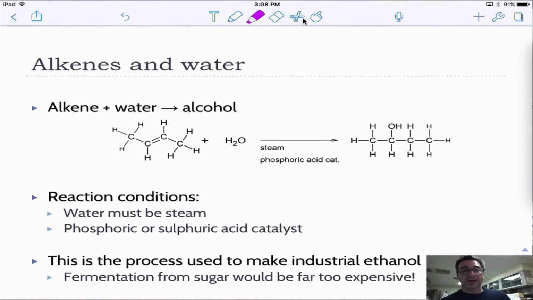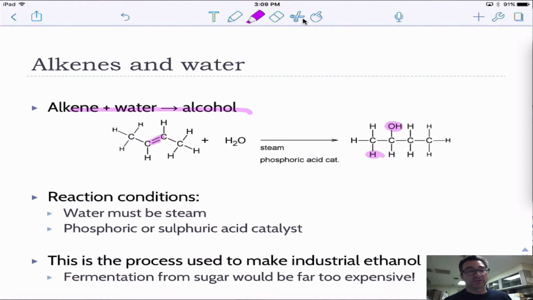Okay, we can also add water to alkenes, and it will form an alcohol. So when we have an alkene plus water, we'll form an alcohol. Here's my double bond. My double bond again will break. I will add one of the H's from the water and the OH here. Again, you'll have that carbocation mechanism.